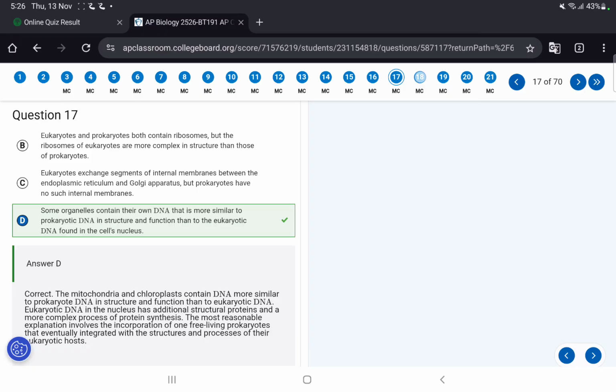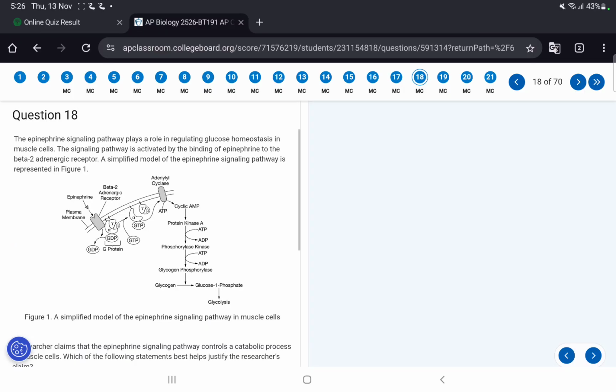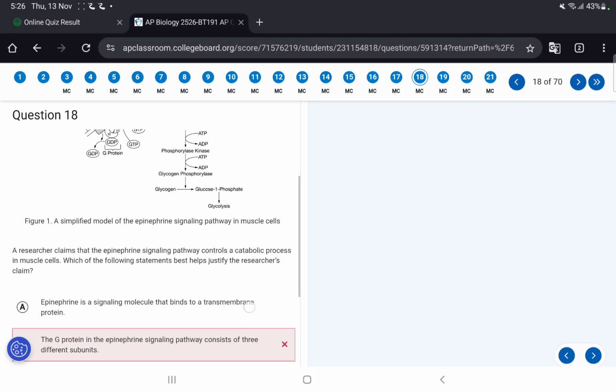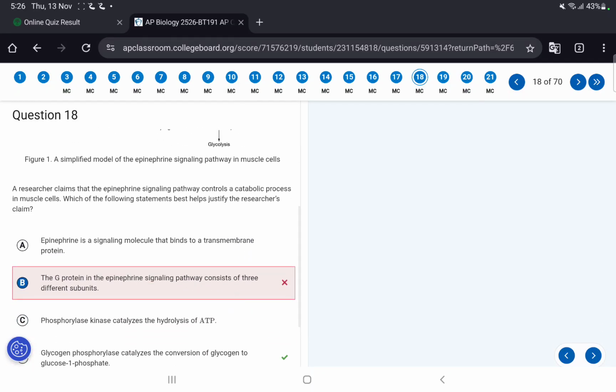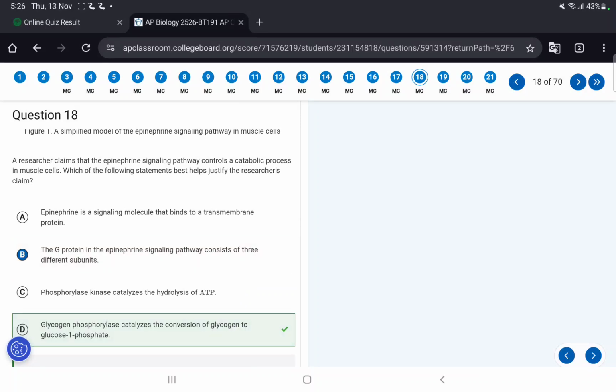Okay, so number 18. Oh, great, cell signaling. A researcher claims that the epinephrine signaling pathway controls a catabolic process. Catabolic process is breaking down something, okay, in muscle cells. Which of the following statements best helps justify the researcher's claim?